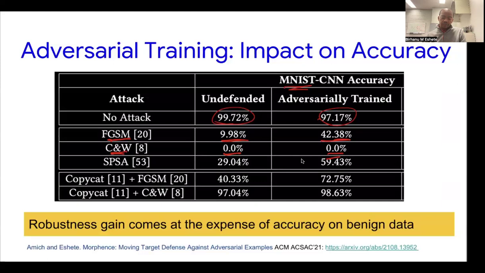And we also tried other attacks like SPSA, which is one of the black box attacks. The undefended model goes to 30%, and then through adversarial training, it comes back to almost 60%. And we also tried this with a combination of model extraction. So the copycat attack here is model extraction combined with white box adversarial example generation attacks. And we see the value of adversarial training in gaining robustness by some margin, okay?